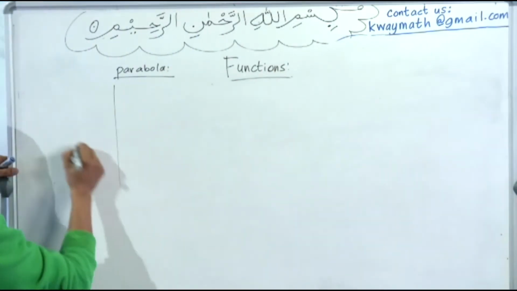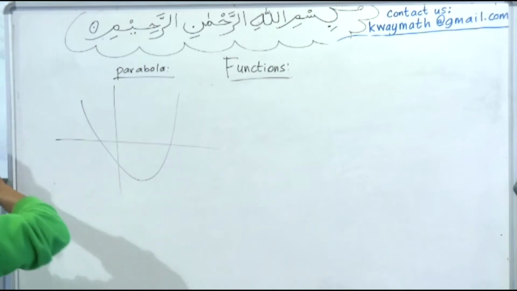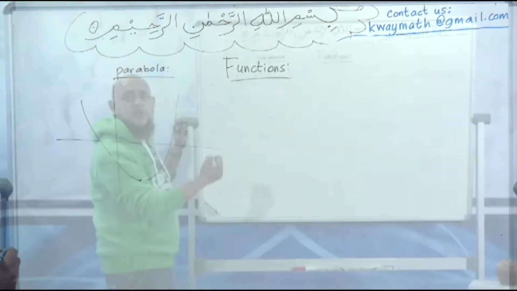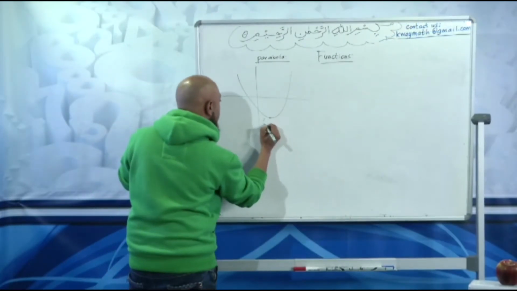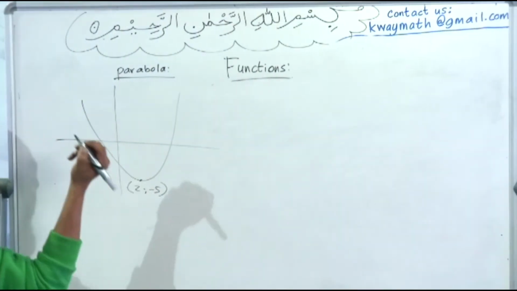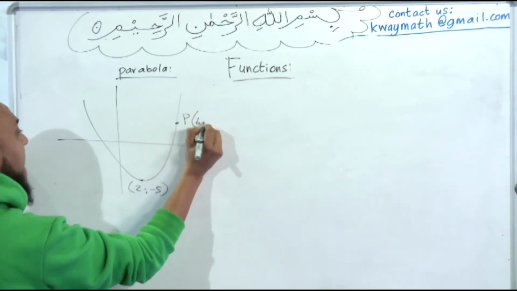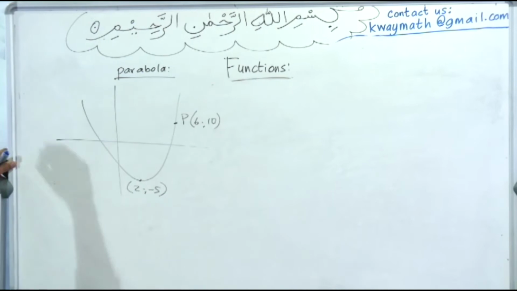Here we go. I give you a graph. And I tell you, let's choose a point. Any point. Give me a point. Mr. Cameraman, give me a point. 2 and negative 5. There we go, 2 and negative 5. And let's go here to another point here. And let's give you a graph. Let's give you a point here. 6 and 10. Good. This is graph f.